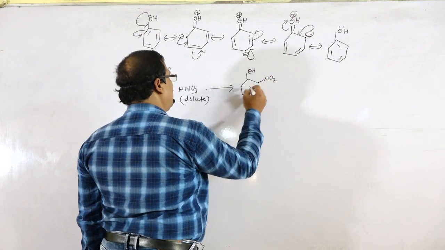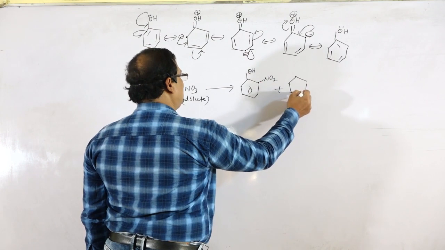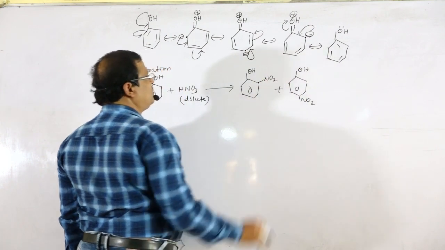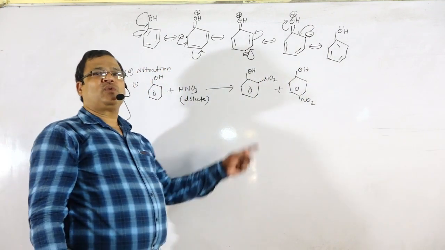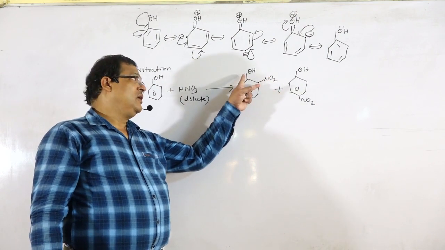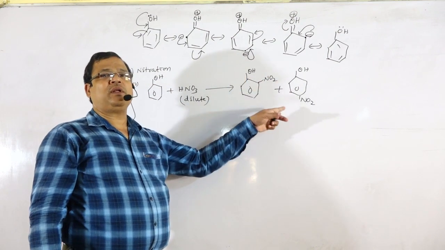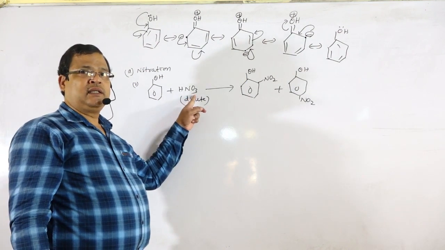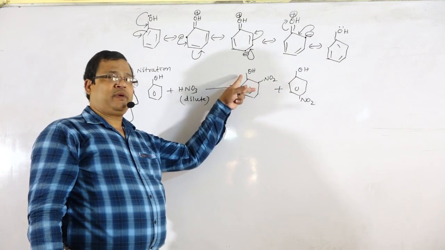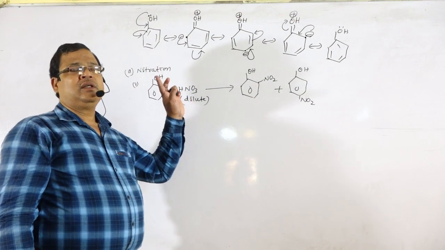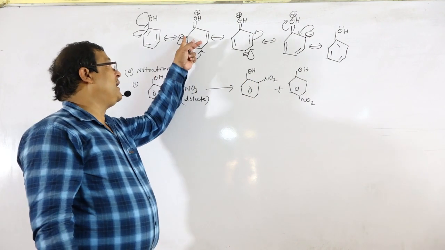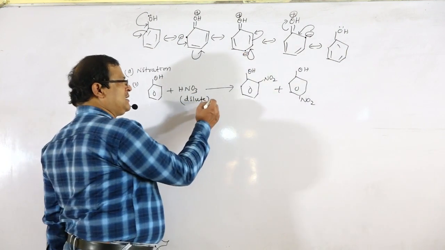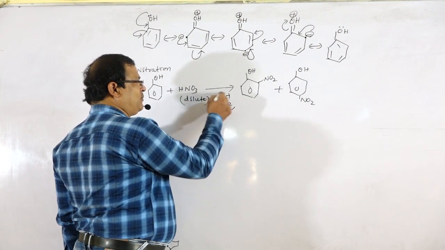and NO2 at the ortho position, and the OH group and NO2 group at the para position. So there is the formation of orthonitrophenol and paranitrophenol. Whenever phenol is treated with dilute nitric acid, there is the formation of orthonitrophenol and paranitrophenol. So the NO2 group will get directed either to the ortho position or to the para position. In this case, the electrophile is NO2 plus.